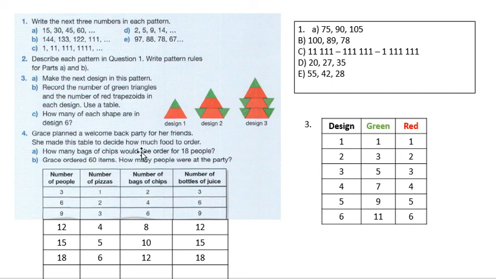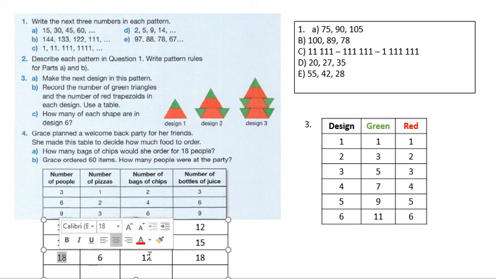So how many bags of chips would she order for 18 people? That's right here in this column. So match up 18 people. And here would be our 12 bags of chips. Grace ordered 60 items. How many people were at the party?